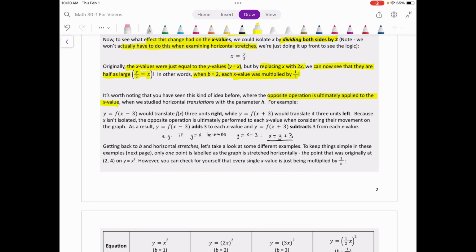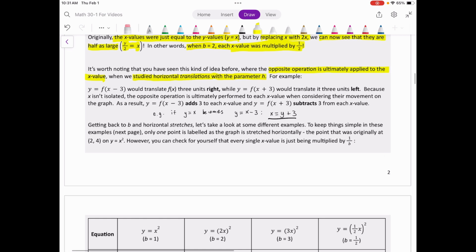We saw it in the previous lesson and in Math 20 when we studied horizontal translations with the parameter h. So again, just another example to remind ourselves of how this isn't as weird as it seems at first. Because if we wanted to make a transformation to a function f of x by making our h value be 3, f of x minus h, we can see that our h is positive 3.